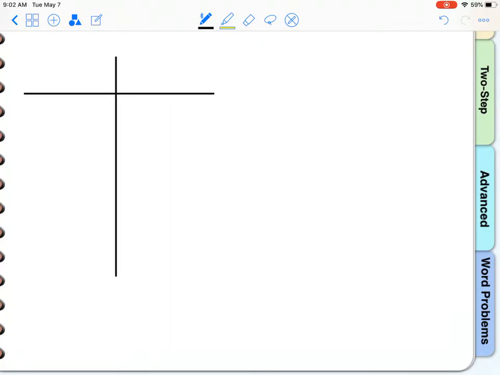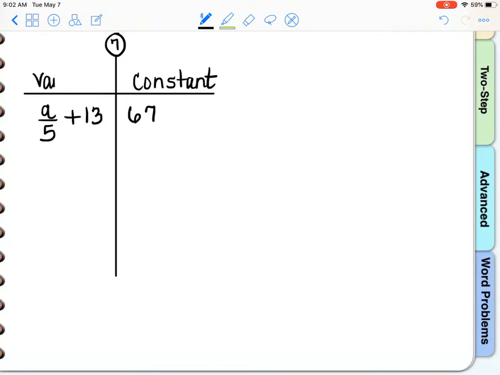Let me go ahead and draw the frame and label the problem. This one is a divided by 5 plus 13 equals 67. So we're mixing in some division with our addition. And let's go ahead and give that a 1.